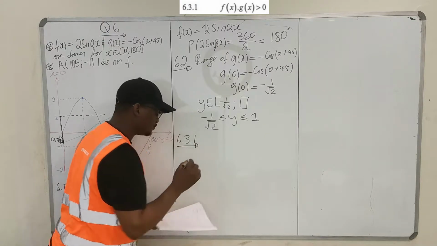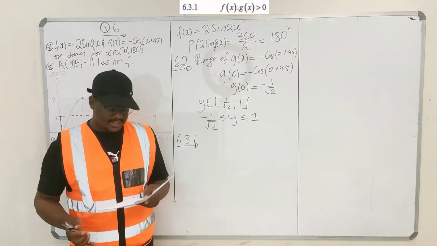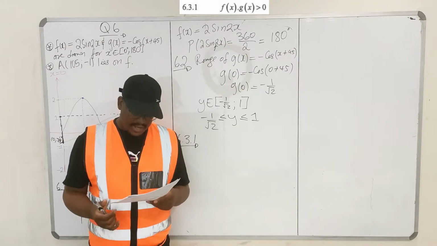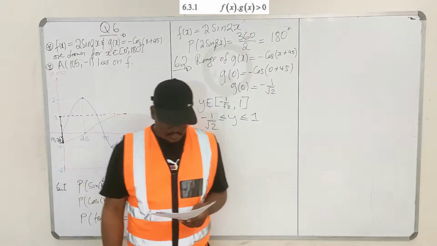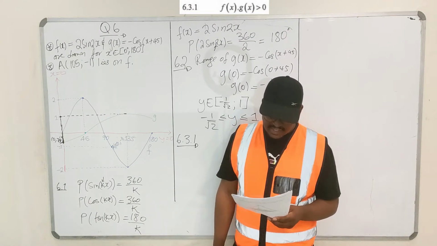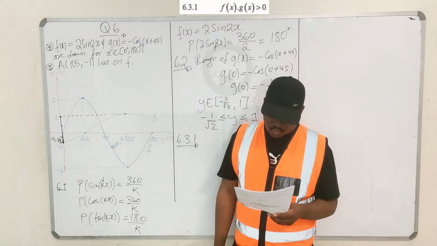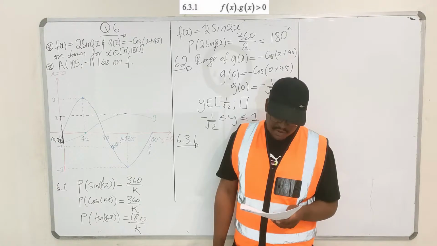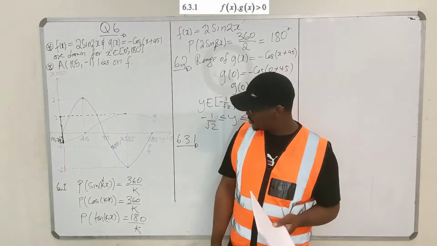We'll move to 6.3. No problem. What are they saying at 6.3? It reads as follows: determine the values of x in the interval from 0 to 180 for which f of x times g of x is positive.